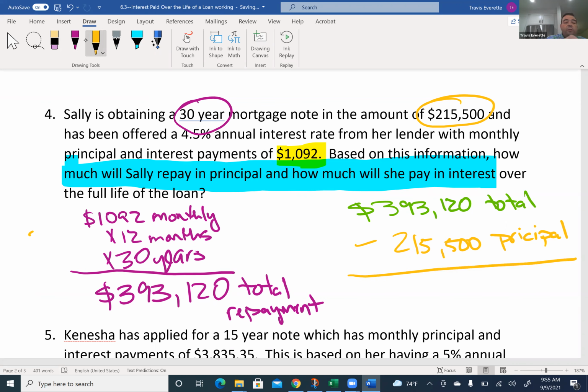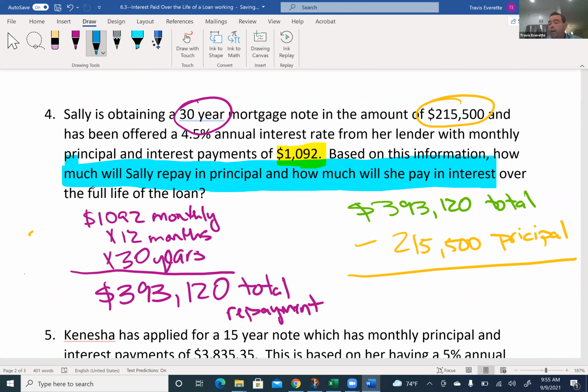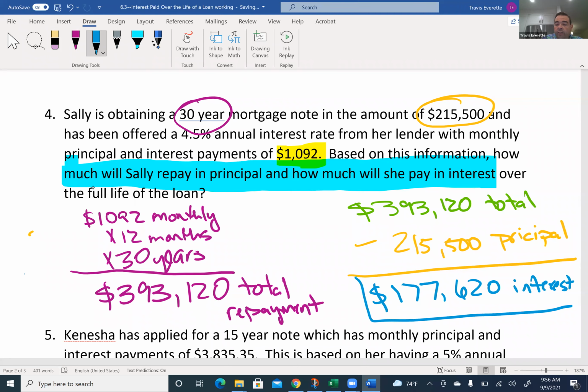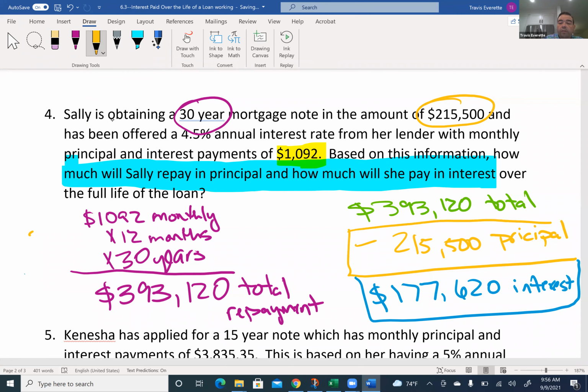How do we get the interest part? We'll just subtract out the principal and whatever is left over is going to be your interest. So $393,120 minus the $215,500 leaves us with $177,620 in interest. So they wanted to know this number and they wanted to know this number. Those are the two numbers they wanted to know.